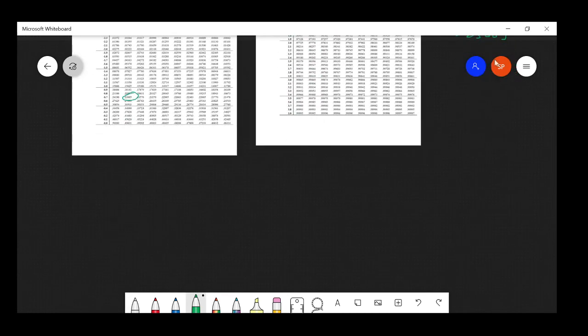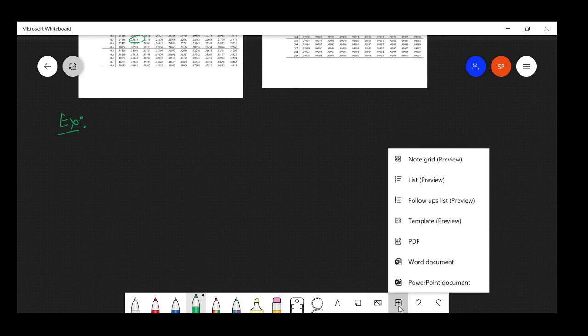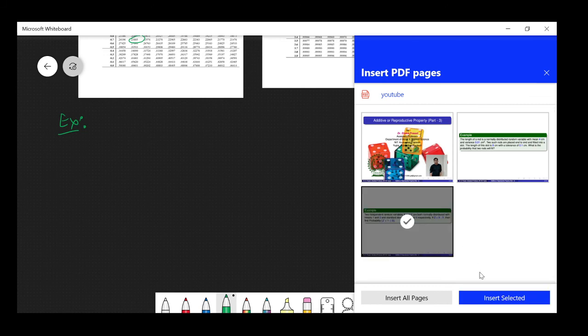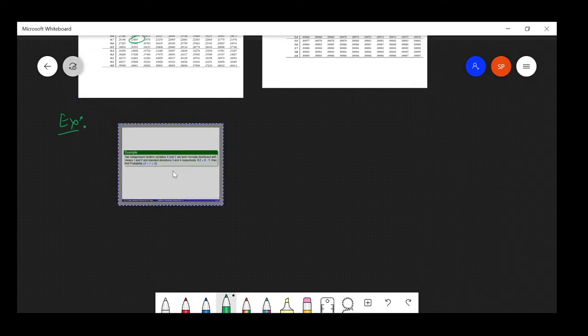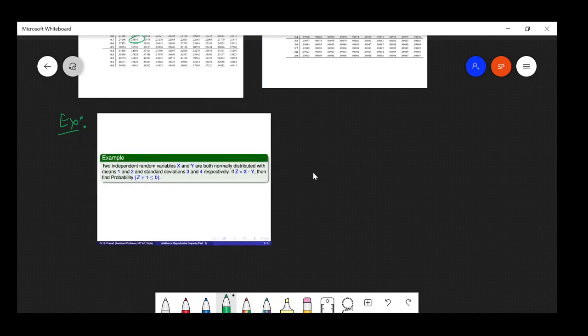Now we move to the next example. The next example: two random variables X and Y are both normally distributed with means 1 and 2 and a standard deviation 3. Therefore X follows the normal distribution.